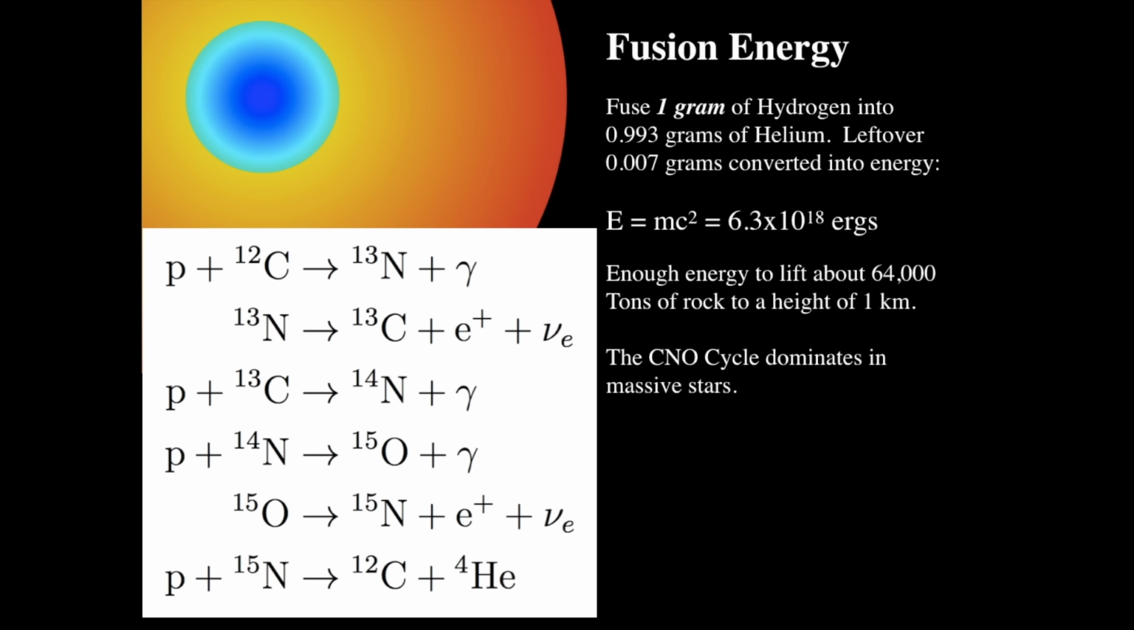Just to do this one interaction, that was enough energy to lift about 64,000 tons of rock up to a height of 1 kilometer. So basically, just fusing 1 gram of hydrogen into helium is enough energy to take a building and throw it into the air about 1 mile. That's what fusion energy gives you. So if someday we can figure out how to do this safely and efficiently, we could replace pretty much all of our energy needs with fusion, which would be pretty cool.